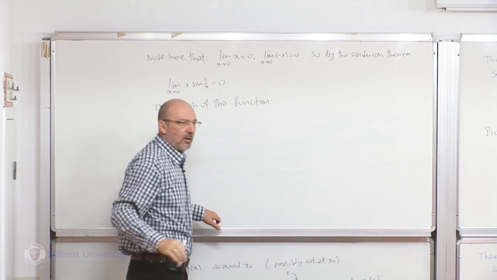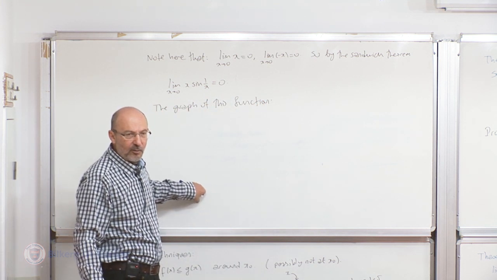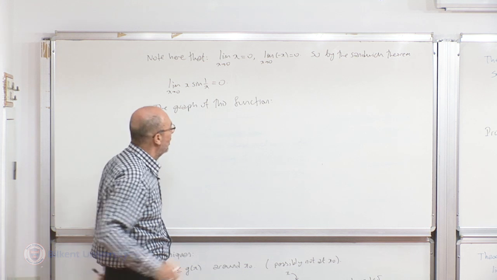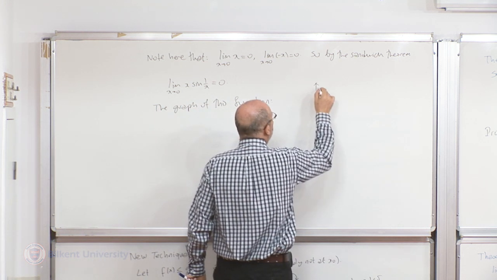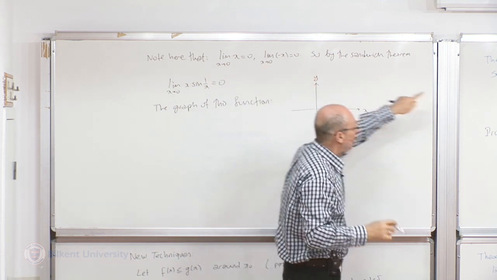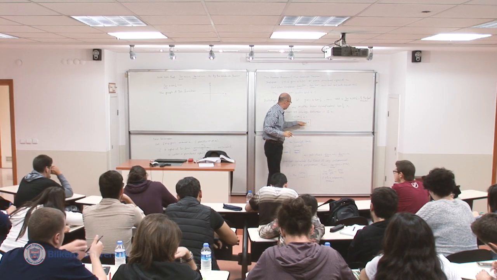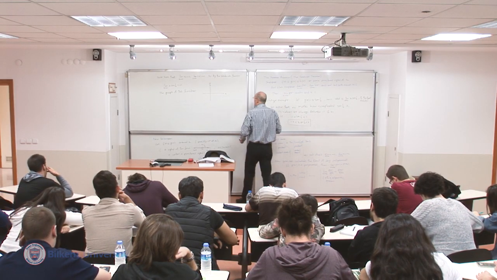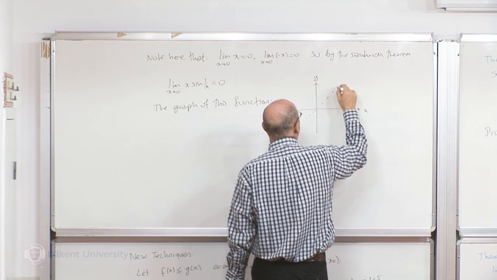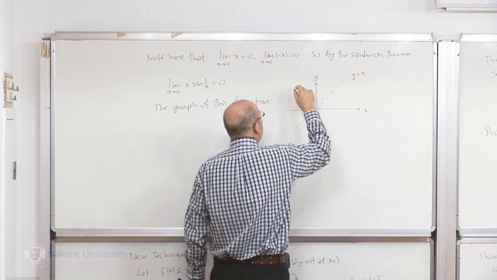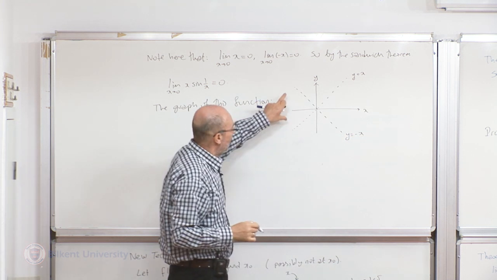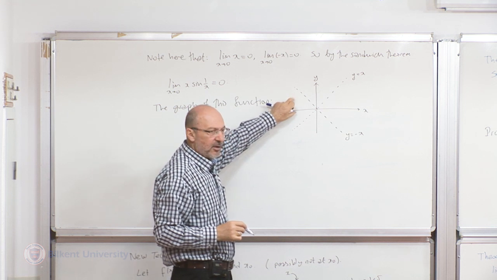You can always remember to use Wolfram Alpha. You just put this function into Wolfram Alpha and say plot it, and you'll get an idea about the picture. So let's say this is the x-axis, this is the y-axis. Now, this function is always between these functions. So we plot the graph of these functions first. This is the y equals x function. And this is the y equals minus x function. The function x times sine 1 over x is in between here.